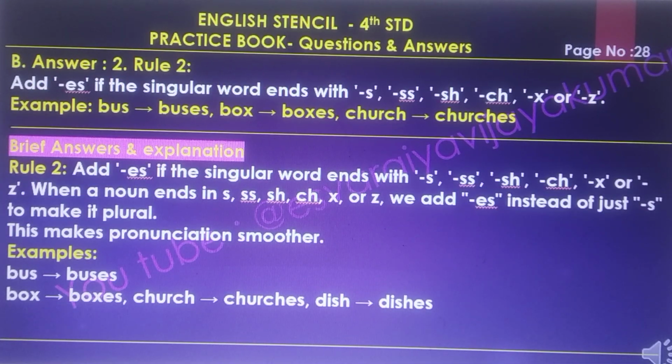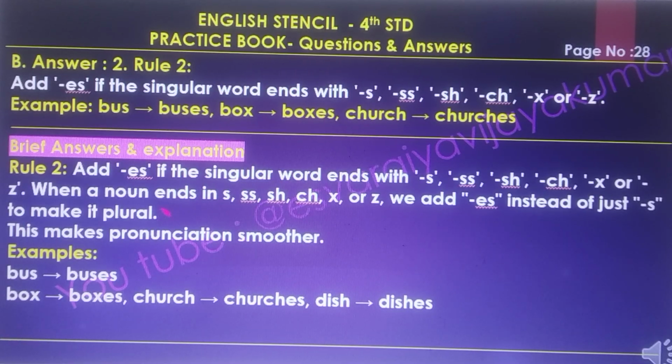Rule number 2: here is the brief answer and the explanation. Add es if the singular word ends with s, ss, sh, ch, x, or z. Examples: bus, buses, box, boxes, church, churches.